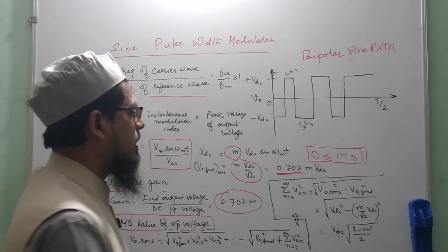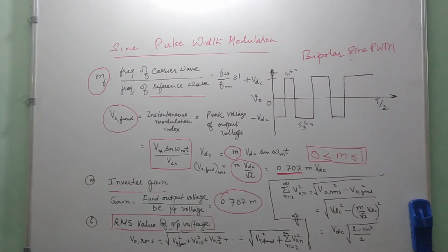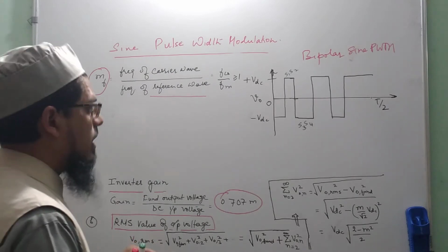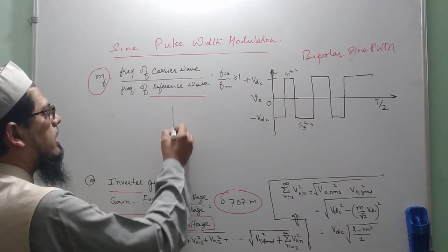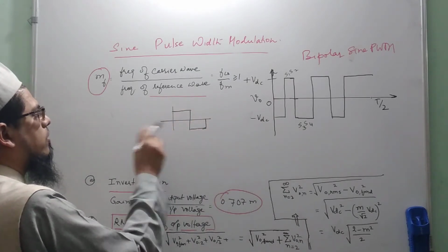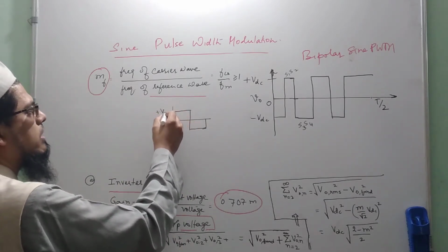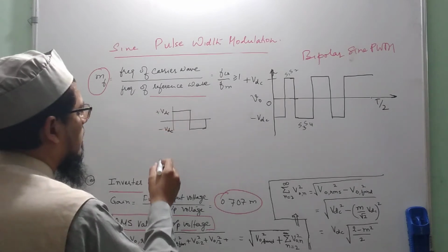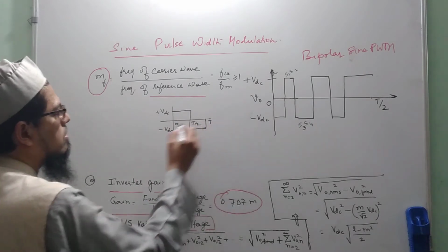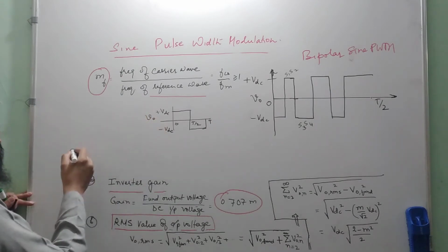So let me just quickly tell you how this VDC term is coming here. If I take any square wave, let me try to find out the RMS value of this square wave. Say this is plus VDC and this is minus VDC, then the RMS value can be given by, say this is 0 and this is T by 2 and this is T. So RMS value is actually, say this is the VO output voltage.